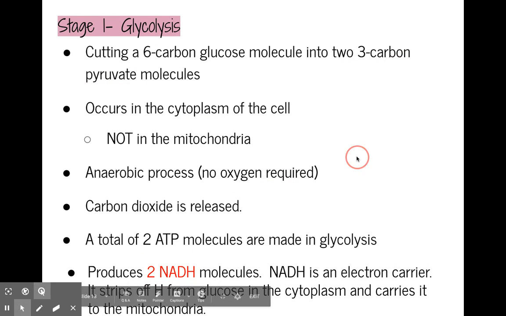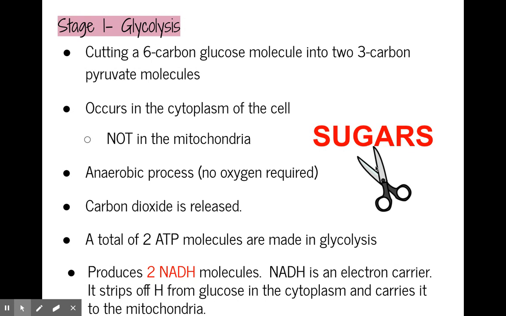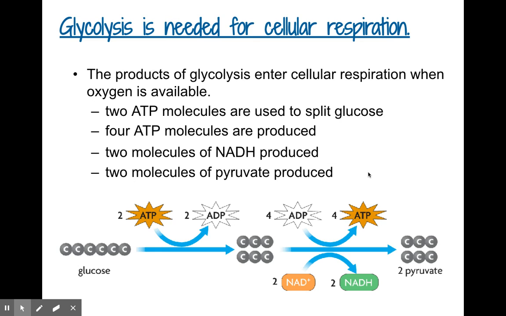If there's anything, please remember that in glycolysis, our sugars are split into 2 3-carbon molecules called pyruvates. Once again, glycolysis is needed for cellular respiration. The products of glycolysis enter cell respiration when oxygen is available. So when there's oxygen, these molecules will continue on to cell respiration.